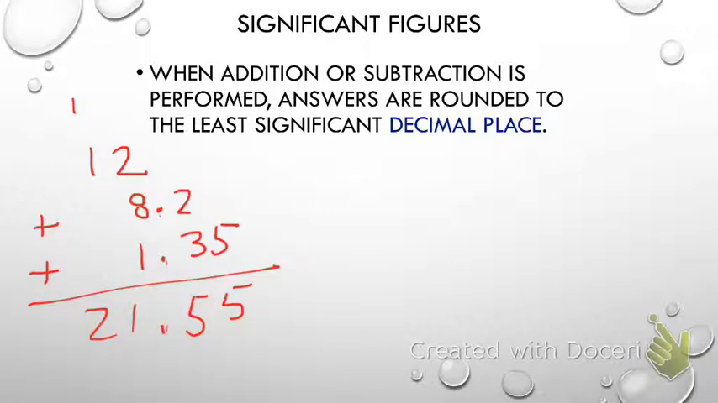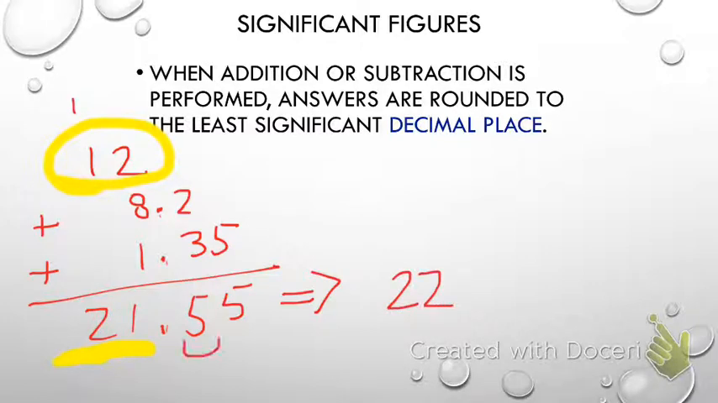However, now we have to say what was the least significant decimal place. If we do that, look here. This first one, the least significant decimal place, is in the ones position. So then we have to look here. We have 21.55. So therefore, our final answer, if we go to the correct number of significant figures, would be 22. Because since it's a 5, it's going to round up to 22. Let's do another example.